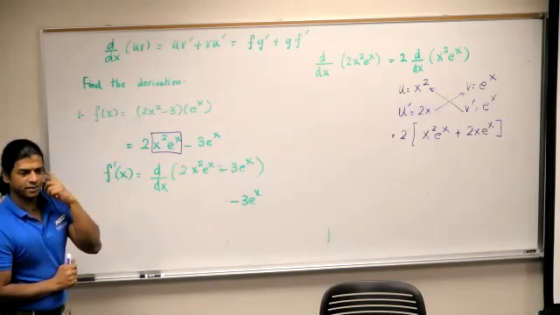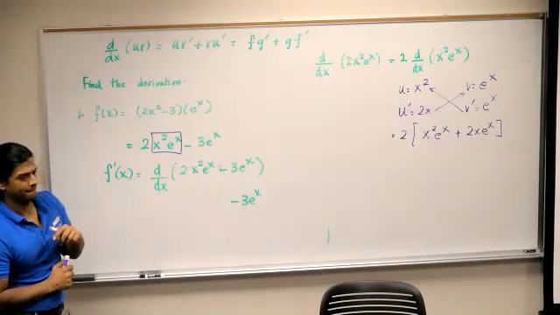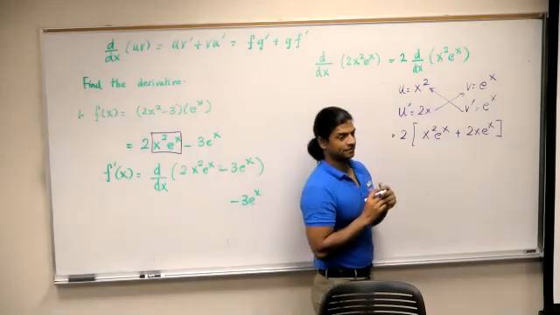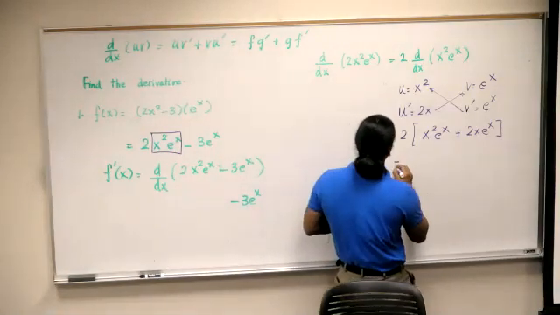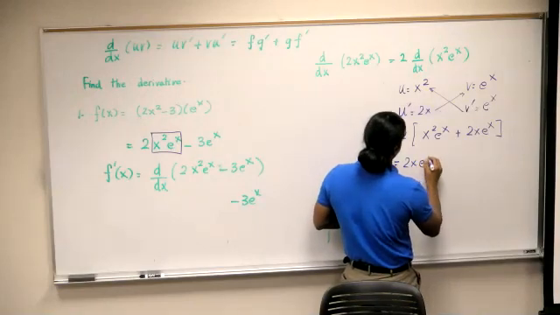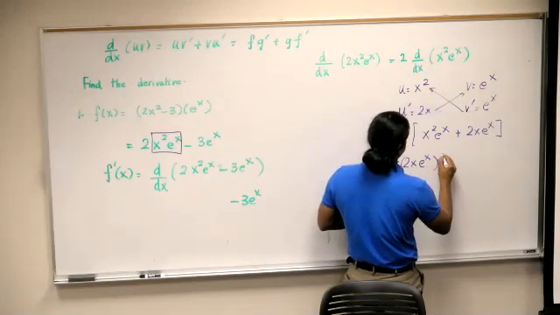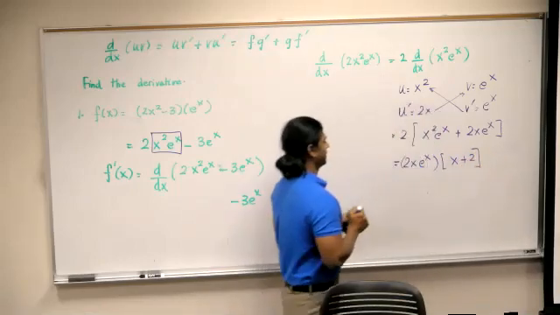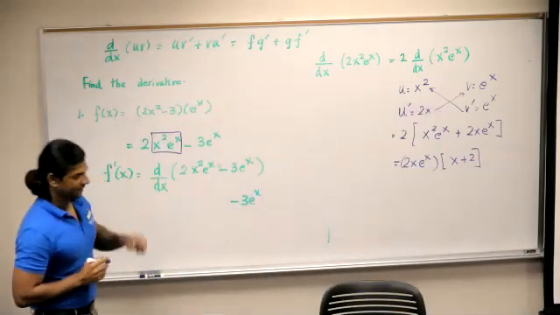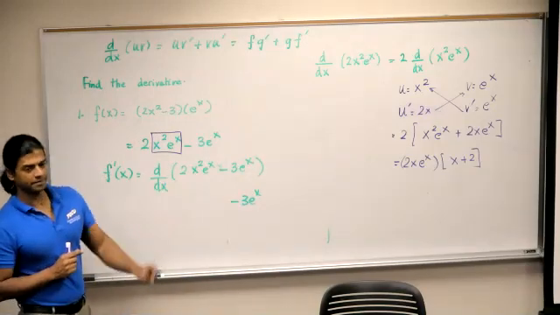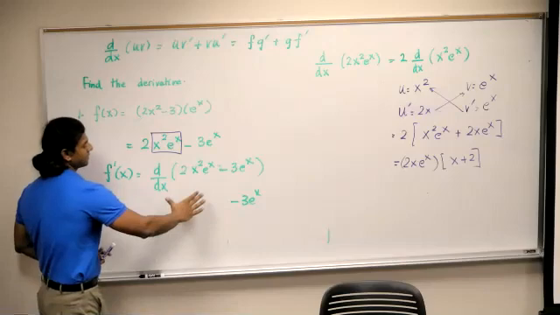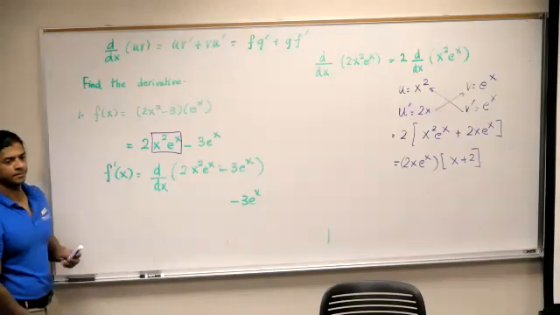What do we have in common? Just e^x and x. So 2x e^x multiplied by x plus 2. That is the derivative of the first term. Agreed?